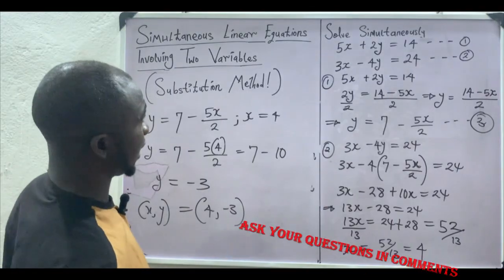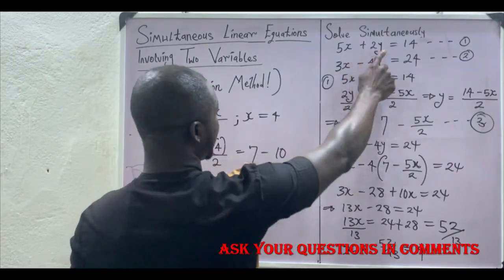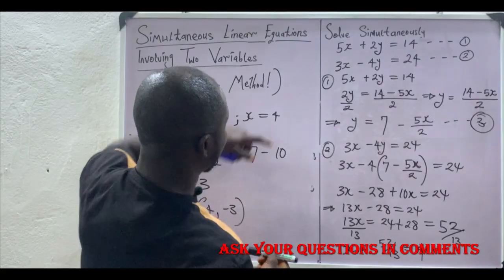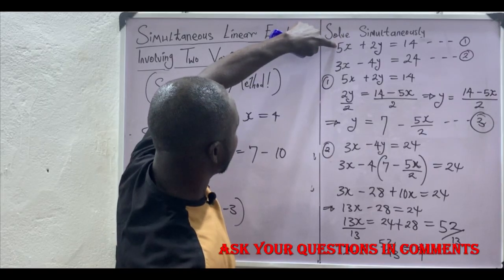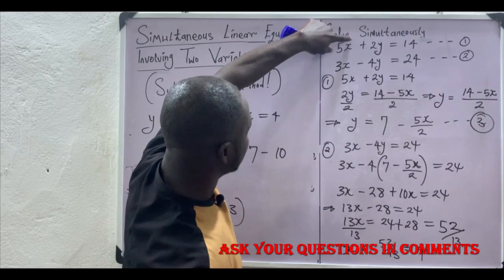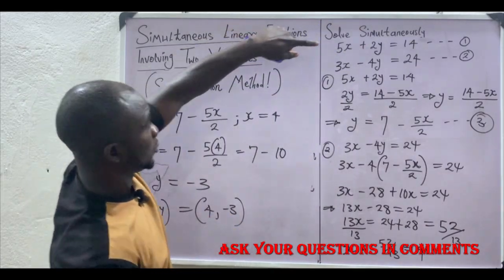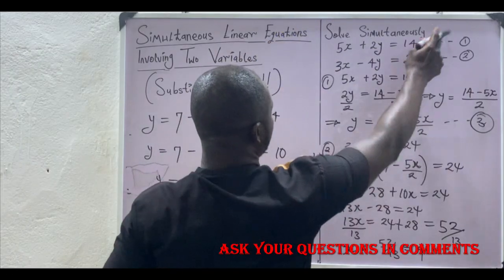Now, if we check by replacing the values of x and y here with 4 and minus 3, we are going to see that we're now going to have 5 times 4. This is 20. We're now going to have 2 times minus 3, which is going to give us minus 6. Then 20 minus 6 is exactly 14.